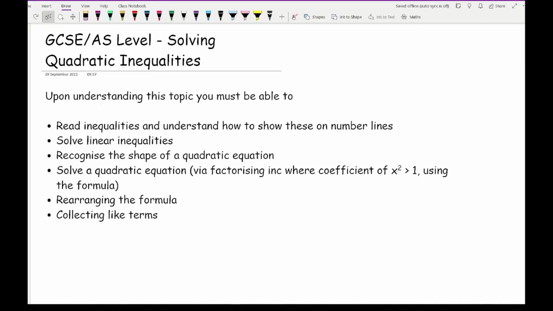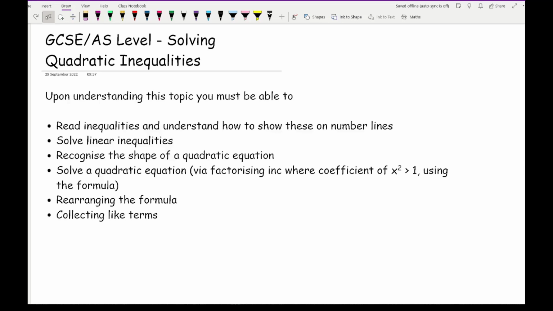Now, before we start talking through quadratic inequalities, I think it's really important that you're able to understand some prior topics, as quadratic inequalities is often taught later on in the GCSE syllabus, but also at the start of A-level maths once you've done quadratics. Now, upon understanding this topic, you need to be able to read inequalities and show these on number lines. You also need to be able to solve linear inequalities where you've just got a single x.